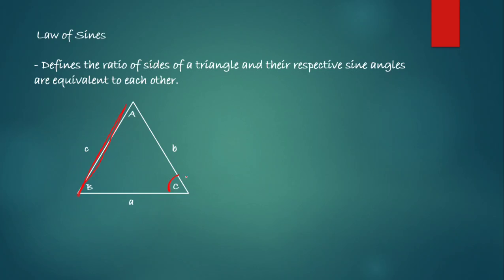Let's imagine angle C and side C may be the longest measurements of the triangle, while angle A and side A may be the smallest. But the angle and side ratio they have in one relationship is the same as in the other relationship. The law of sines formula is written like this, and the fractions can be flipped over.